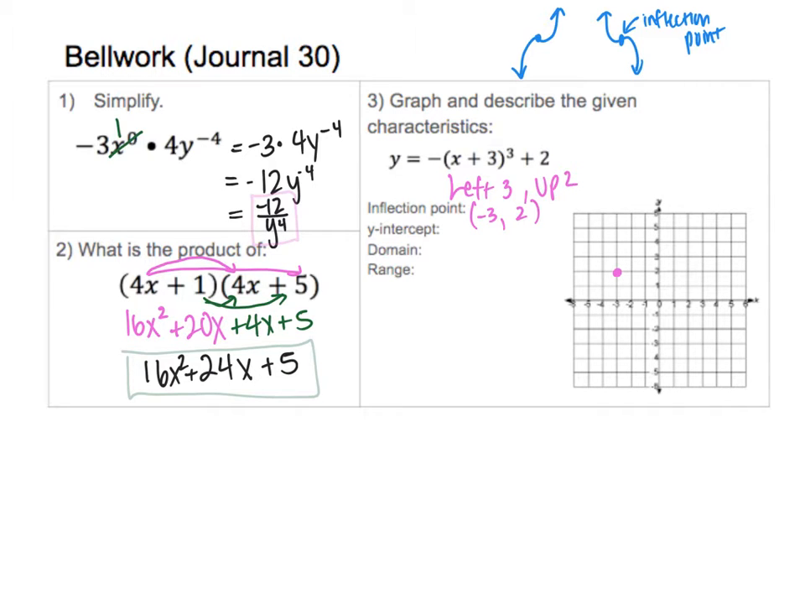Now what I'm going to do to grab more points, because you need 3 points to make a cubic function or cubic curve. So you're going to need the slope.